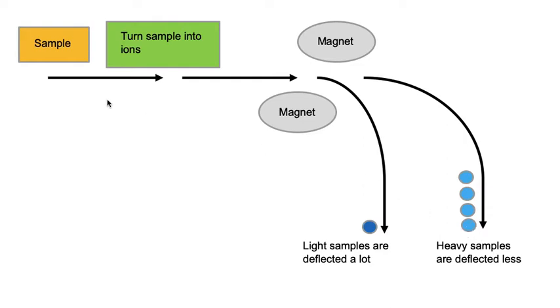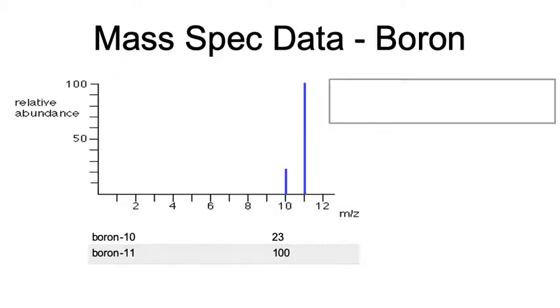And so the mass spectroscopy will produce some data that looks like this. So the mass spec data for boron would look something like this. There'd be a graph, and it would show a small peak here at a mass of 10 atomic mass units, and then a taller peak here at 11 atomic mass units. So whenever you see a graph like this, along the y-axis, you're going to have relative abundance.